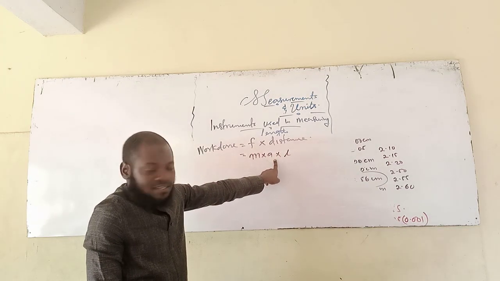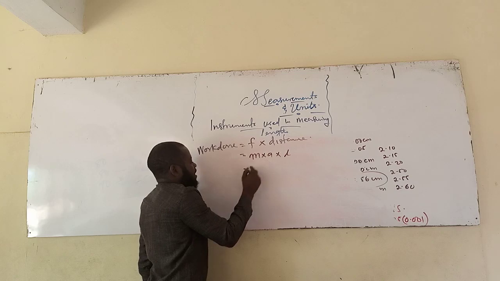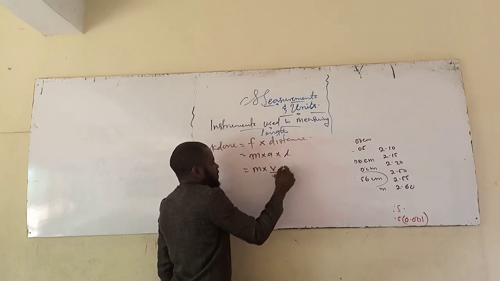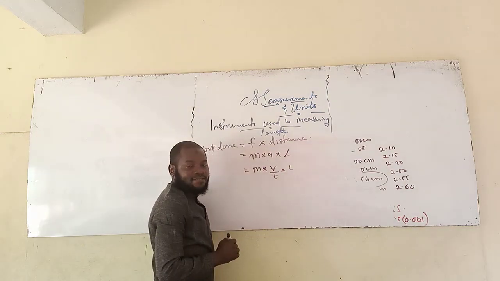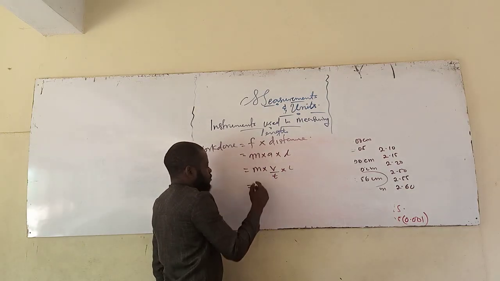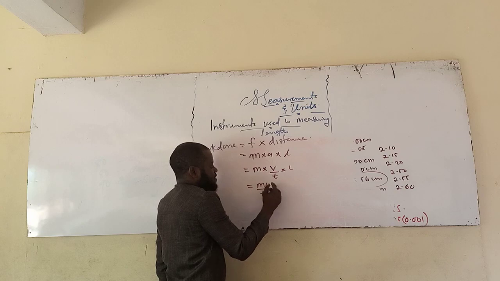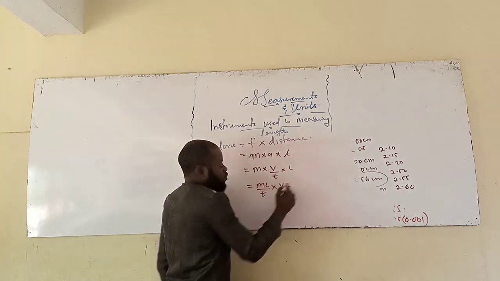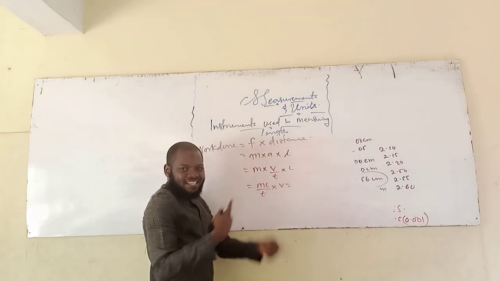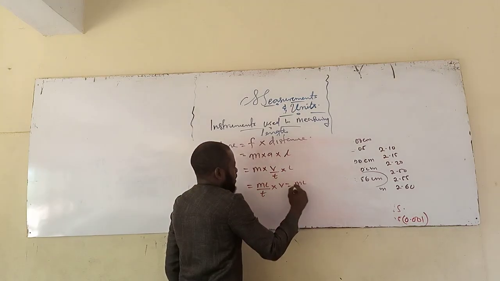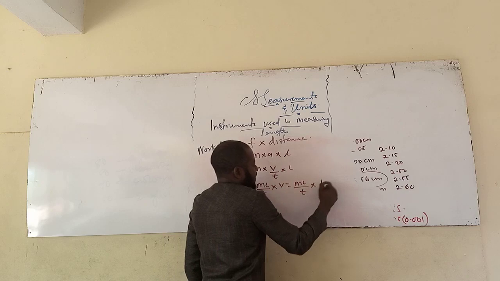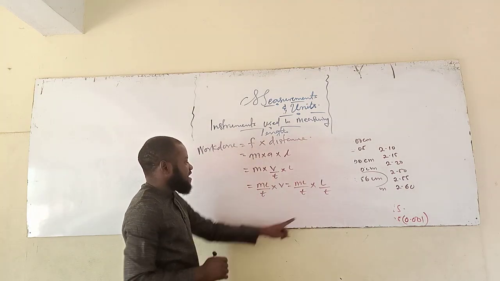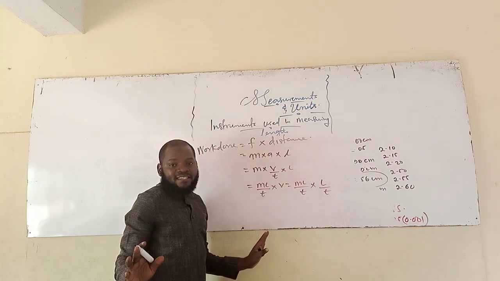Am I making sense? If that should be the case, you can now write this as mass times acceleration, which is velocity over time, then times length. Then collect the like terms. So this will be ml all over t multiplied by what? V. So v now is velocity. That's to express it as a fundamental. This will be ml all over t multiplied by l over t. Do you get this now? So everything is now in fundamental state.